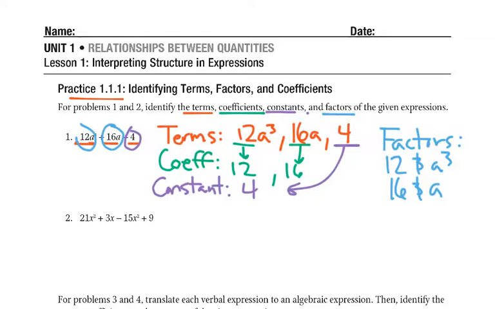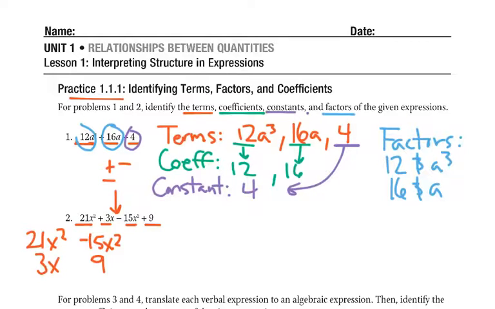So hopefully you did that. Our terms here, we've got pluses and minuses separating them. So 21x squared is a term, 3x is a term, negative 15x squared. Now remember that a minus is really like plus and negative. So you could just put 15x squared, but I like to always keep those negatives with them because you need to just have that habit. And then 9 is our fourth term. So we have 4 terms in this one, whereas last time we only had 3.